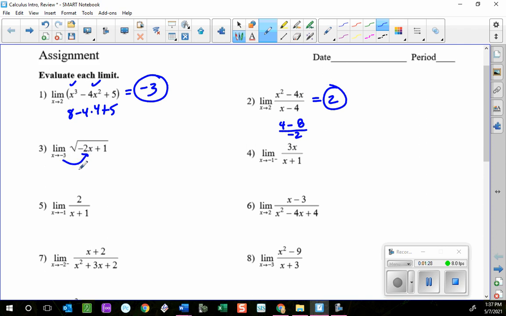For number 3, just go ahead and plug it in. Plug -3 into here. So I get -2 times -3 plus 1, so 6 plus 1 is 7.